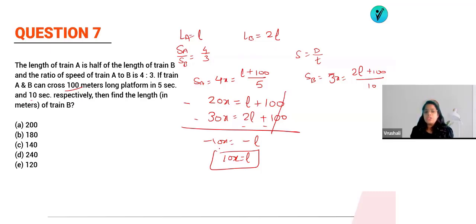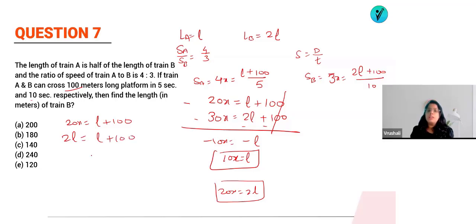So if you substitute in this equation, as I know that 20x is equal to L plus 100, and 10x is equal to L, so 20x will be equal to twice of L. Is it? So 2 times L is equal to L plus 100. 2L minus L, L is equal to 100.